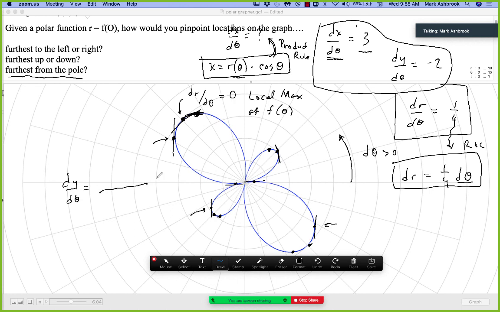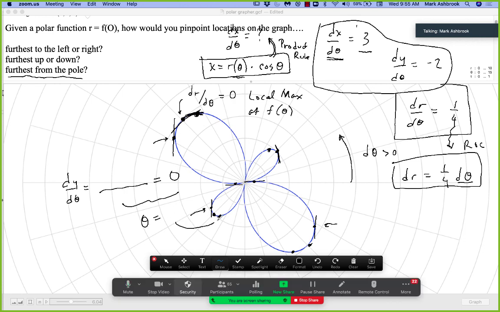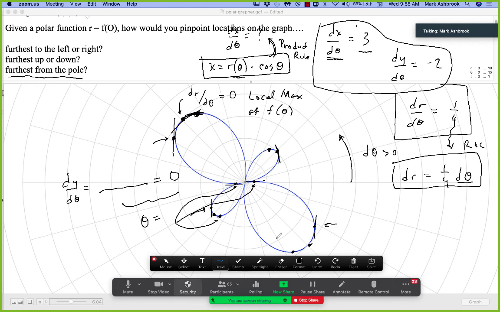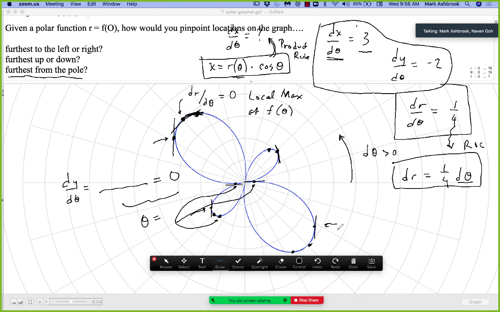So you're going to have this, and you're going to set it equal to 0, and that's going to give you the theta values where you have it. Oh, right, of course. Yeah, you're trying to find those theta values. You're not plugging those in. Right. Okay, yeah. That does make sense. All right, so that's kind of an overview of rate of change with polar graphs.